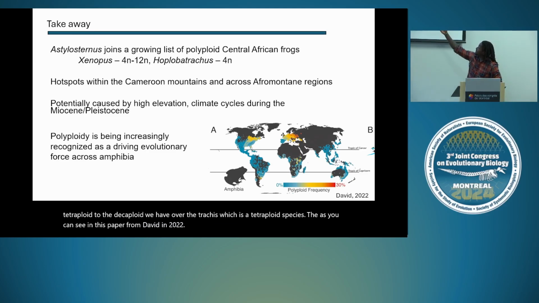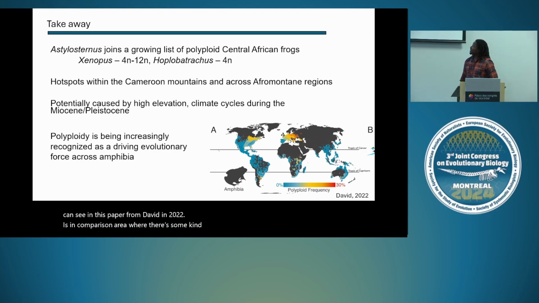encompasses an area where there's some kind of presence of polyploid species. We expect, as a hypothesis, that the climatic oscillations during the Miocene and Pleistocene have led to niche expansion and contraction, which has brought different species to disconnect and come back in contact and make hybrids, polyploids in this case.